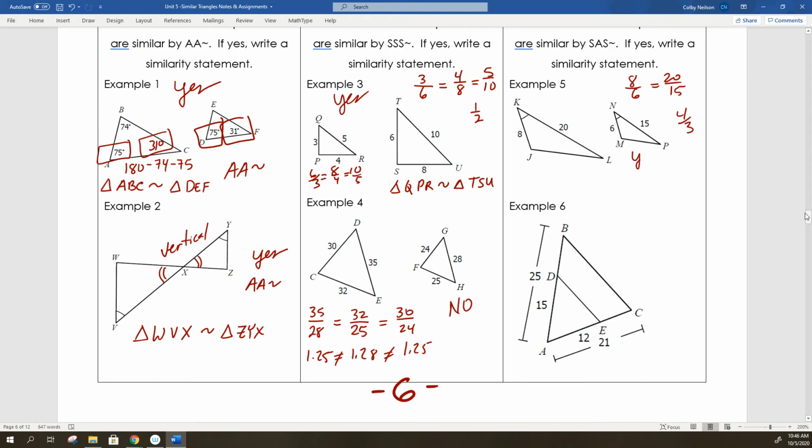And so this is yes. We already know that it's side angle side because that's the one we were looking for. And our statement then would be triangle. If I say KJL, then it would have to be KMP, right? Or sorry, NMP.